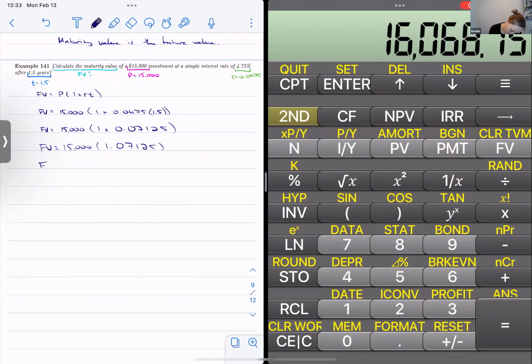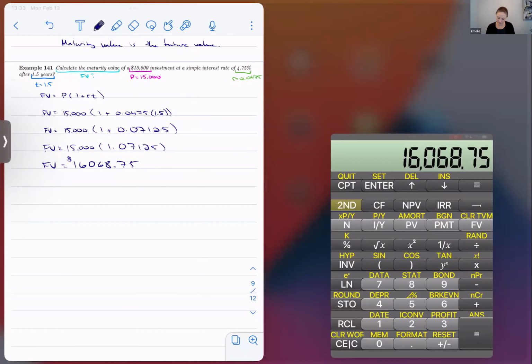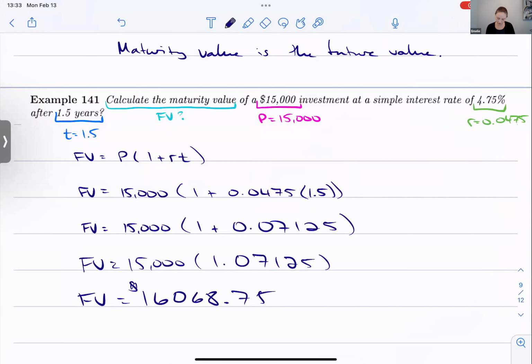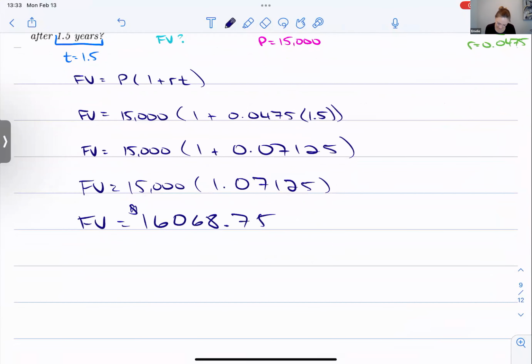So I get a future value of 16,068.75, and it's already to 2 decimal places. So that's nice. So the future value, the total amount of the loan that you would owe, is $16,068.75. Nice.